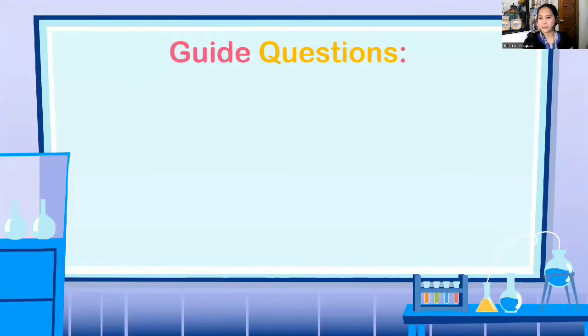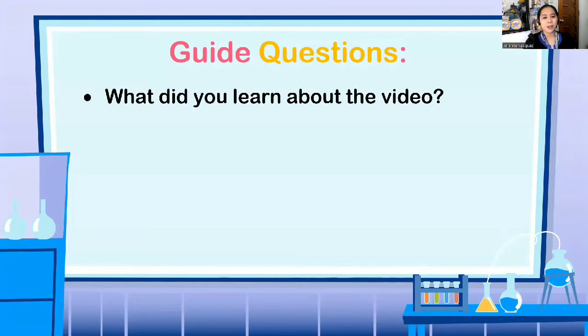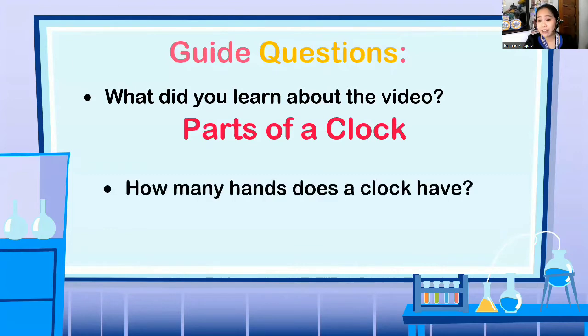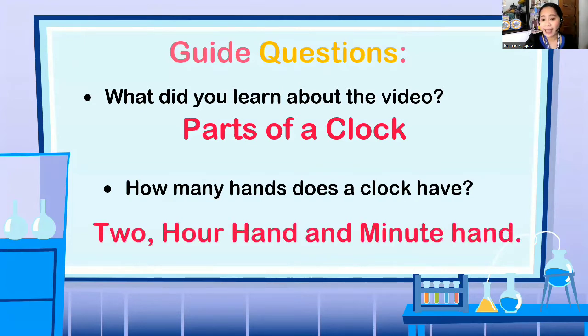After watching the video, you have guide questions here to answer. So what did you learn from the video? It is parts of a clock. Yes. How many hands does a clock have? It has 2 hands, which are the hour hand and the minute hand.